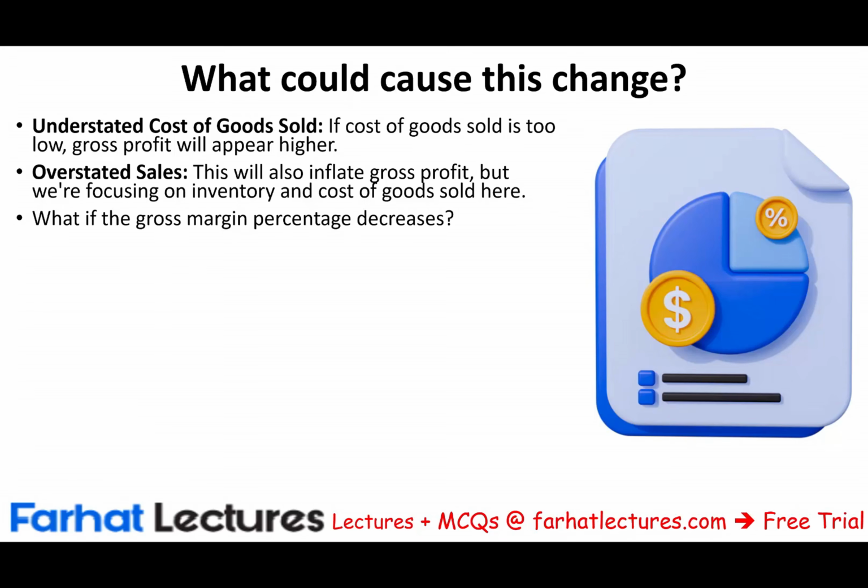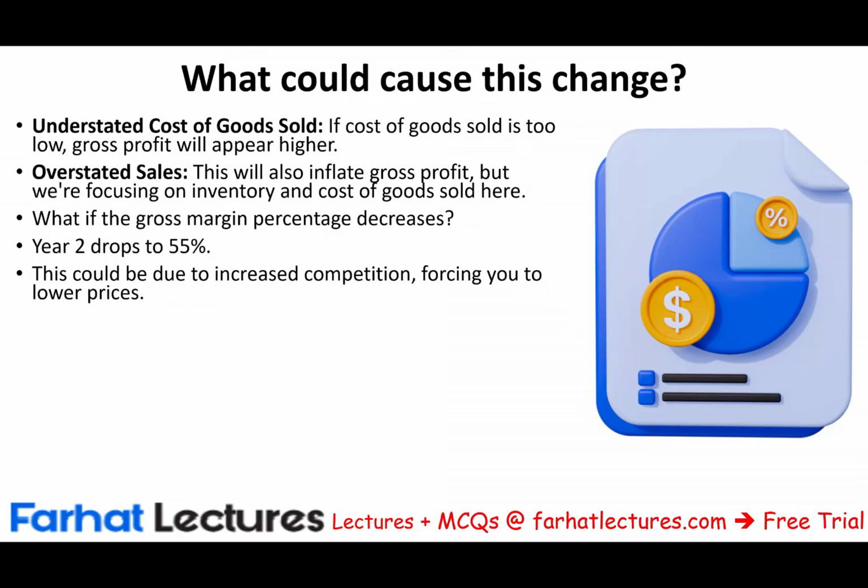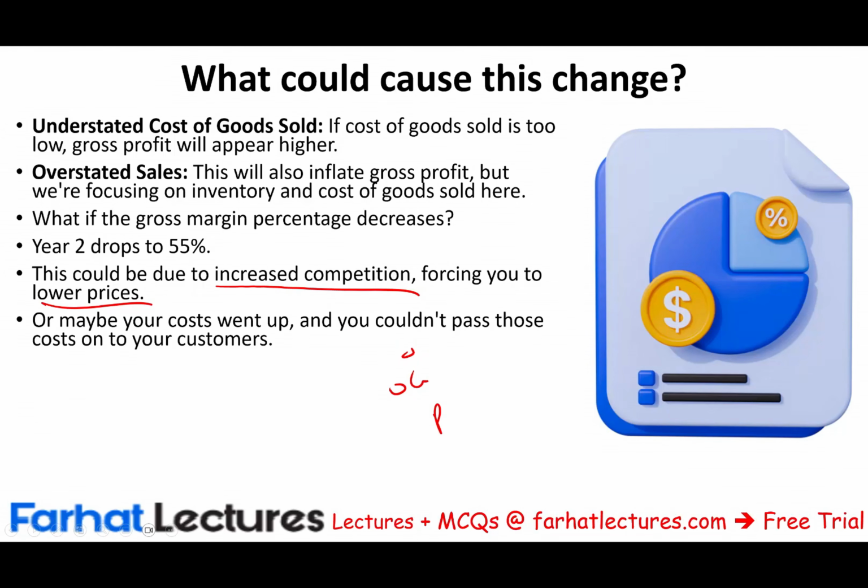Now, what if gross margin percentage decreased? In other words, it decreased by year 2, to 55%. Well, this could be due to an increase in competition, forcing you to lower your prices. So basically, your sales are going down, and as a result, you have to lower your prices. There's competition. If sales go down and your cost of goods sold stay the same, gross profit or gross margin will go down. Gross profit and gross margin are the same, used interchangeably. If that's the case, then your gross margin will go down, forcing you to lower prices.